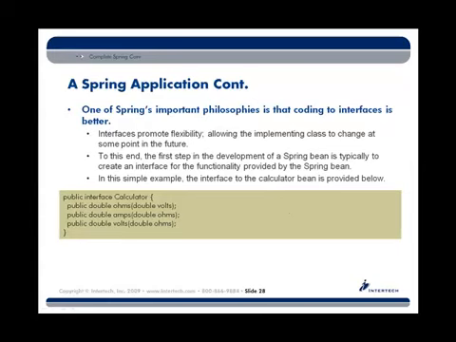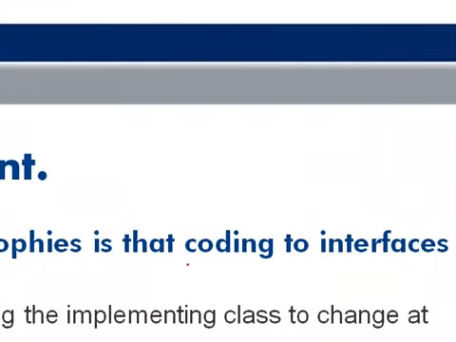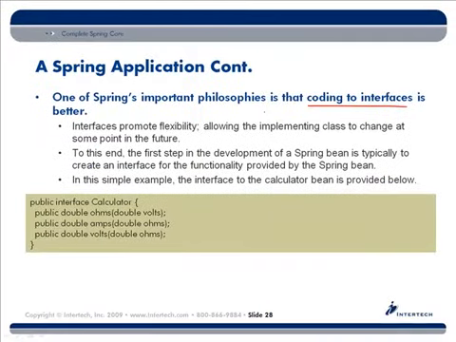So as we begin to look at our example application, again remember that one of Spring's important philosophies is that coding to interfaces is better. Again, this is a rule we should apply to all Java development, but Spring says this is key, or one of the key philosophies to application development in the Spring framework. Interfaces help promote better flexibility, again allowing the implementation class to change at some point in the future. So as our first step in developing our simple electricity calculator, we're going to create a simple interface. In this case, the calculator interface.